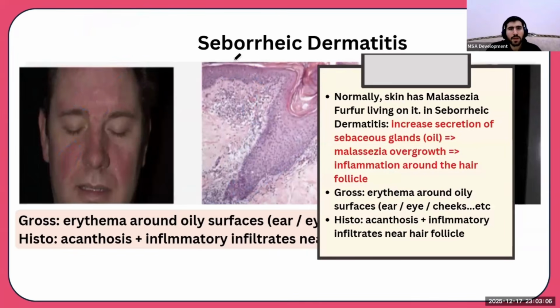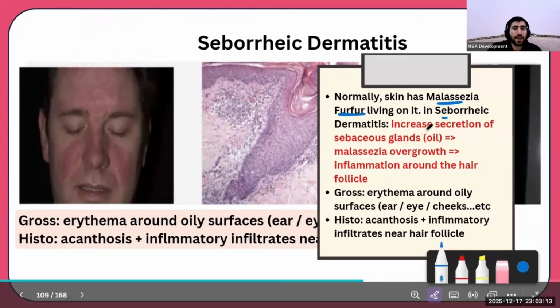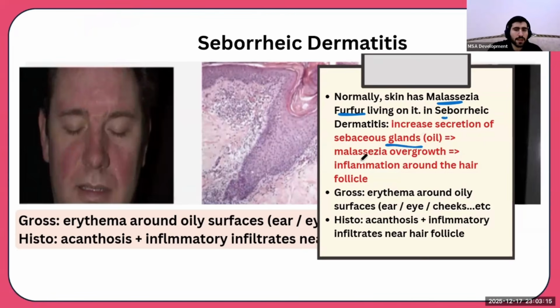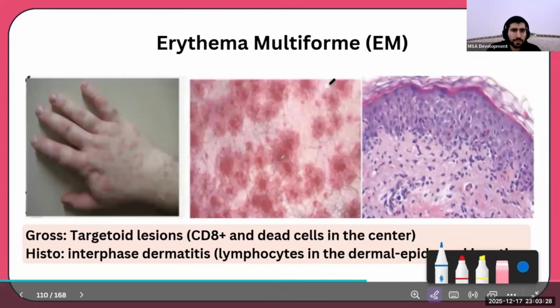Okay? So, normally our skin has Malassezia furfur, which is a fungus that lives on our skin. In seborrheic dermatitis, we have increased secretion of the sebaceous gland. Malassezia will overgrow and cause inflammation of the hair follicle. Grossly, we will have erythema around oily surfaces. In histology, we have acanthosis, as you can see here, and inflammatory infiltrate around the hair follicle.